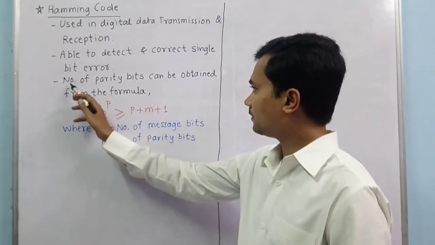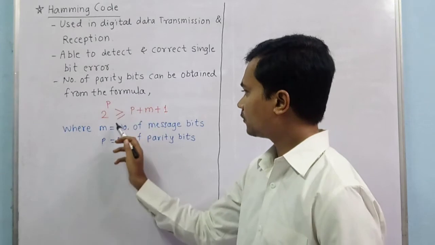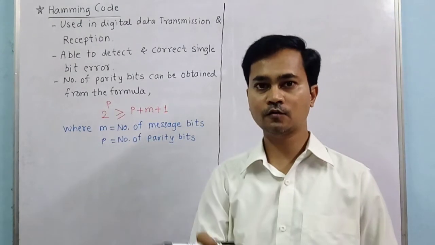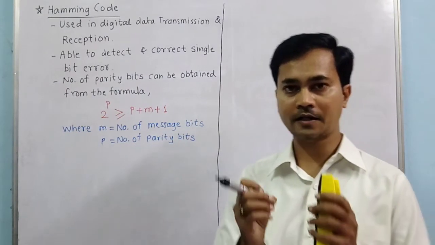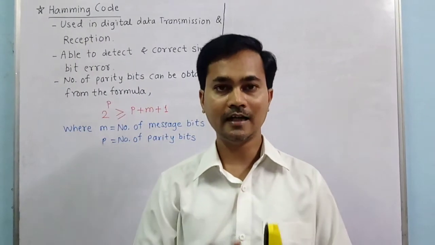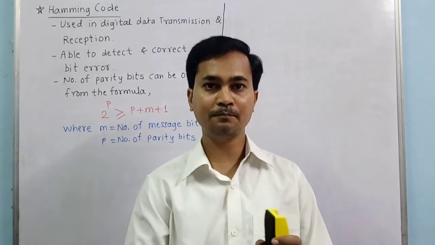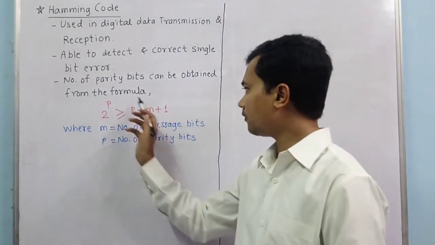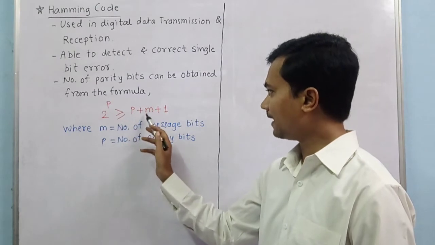Next, the number of parity bits can be obtained from a formula. The formula is given to attach some parity bits to the transmitted data. Whatever data you want to transmit should not be transmitted alone. We have to attach some parity bits to the message bits. So we have this formula: 2 raised to p greater than or equal to p plus m plus 1.